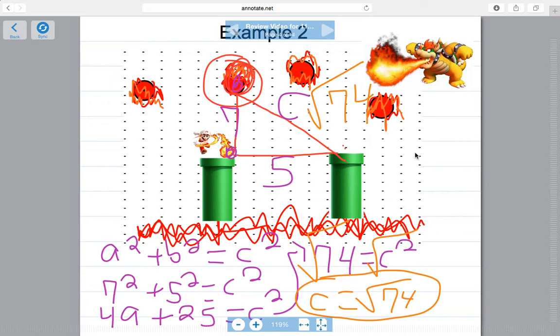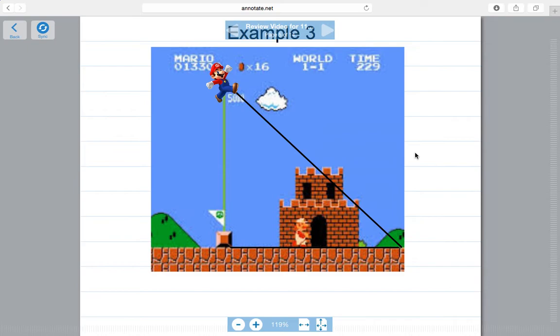And for those of you who are interested, because they want to know how far away the fireball is, the square root of 74 is actually 8.6. You don't have to do that, but in case those Mario fans out there want to know how far away that fireball is from the green pipe, it's about 8.6 meters. Alright, so the next one.